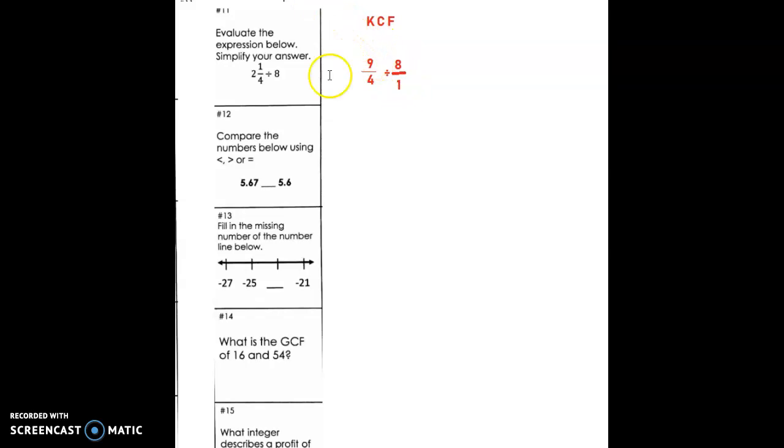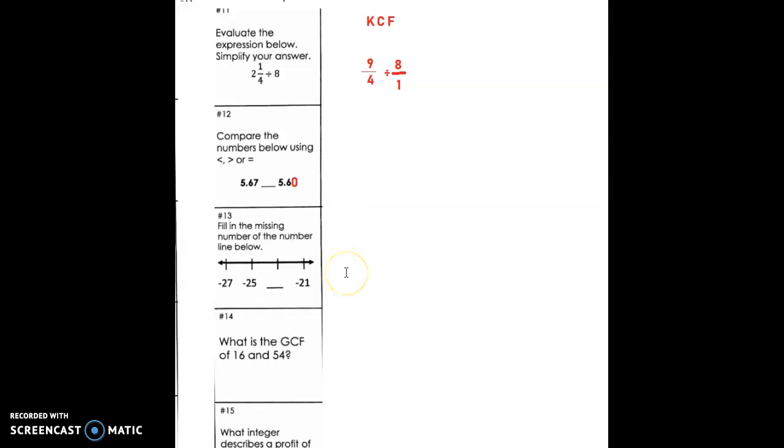Good luck. All right, number 12, compare the numbers below using less than, greater than, or equal to. So we have 5.67 and 5.6. Sometimes people think, oh, I have 5.6, this is a smaller number, because there's no additional digit here. Well, there's always a 0 here, even though it's not shown. It's like invisible right now, but you can add that. So now maybe this will be easier for you to compare. Which one would you rather eat? Which one would the little alligator mouth eat? That's for you guys to solve.